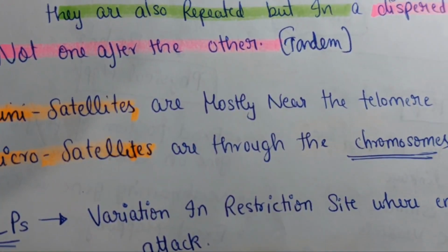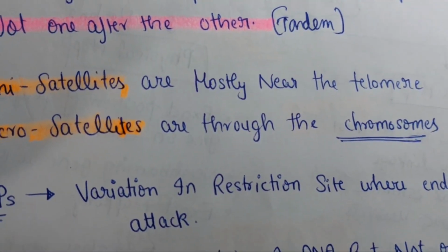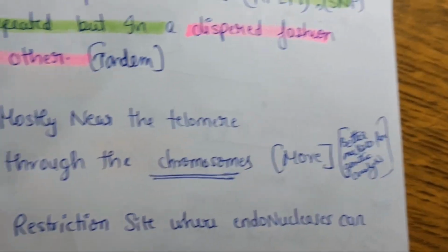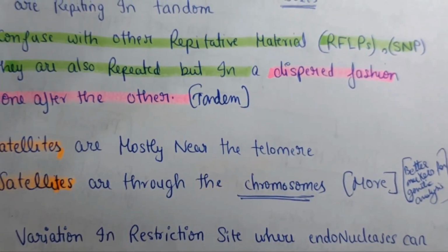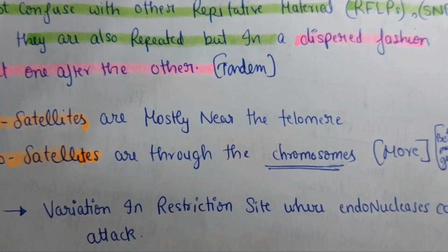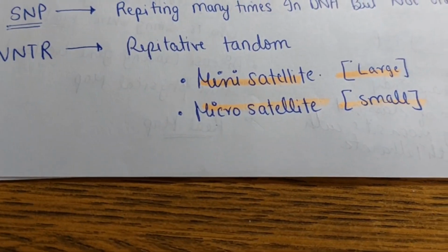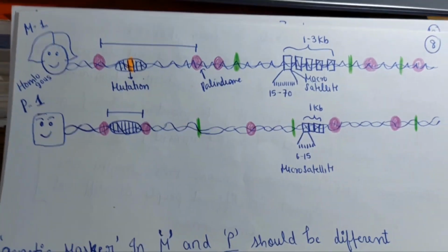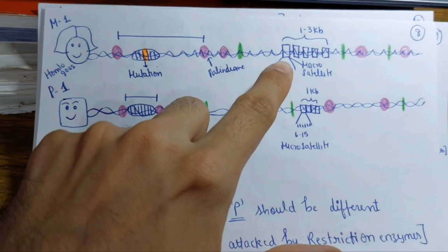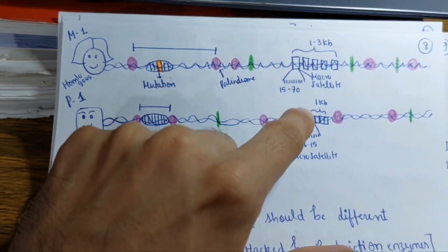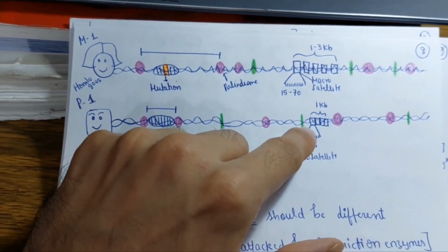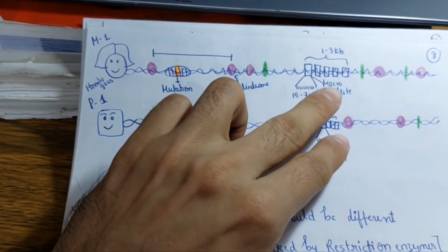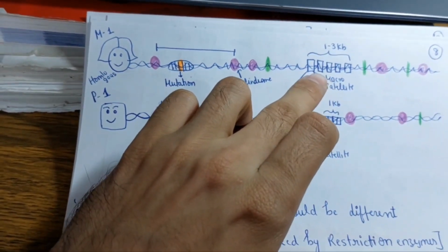Mini satellites are mostly near the telomeres, whereas microsatellites are located throughout the chromosome. That is why microsatellites are better genetic markers as compared to mini satellites. So this was the third type of genetic marker. So here we can see the third type of genetic marker, that is the microsatellites. And here is the mini satellite that is not more than 1 kb in length, and this is 1 to 3 kb in length with bigger boxes. So bigger train with bigger boxes, smaller train with smaller boxes.